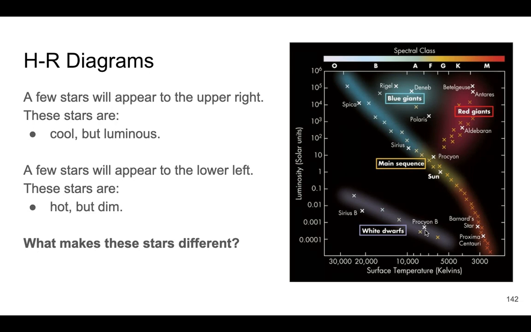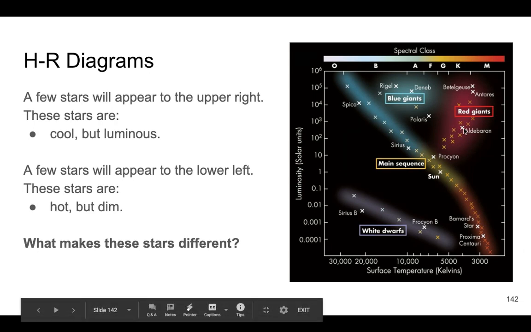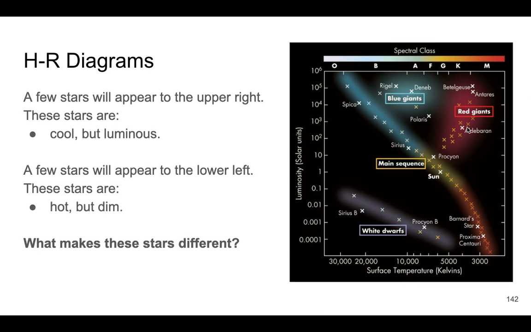So these should be a little bit surprising. Look at these guys first. These guys are cool. So you would think, all right, well, they're cool, they shouldn't be very luminous, but they are very luminous. So these guys are way up here. And these guys, the opposite is true. They're very hot. So you would think they would put out a lot of light, and yet they're not very luminous. They're at the bottom of the graph.